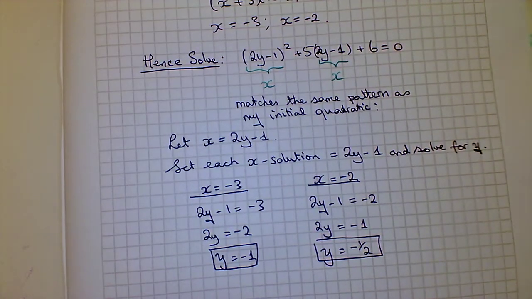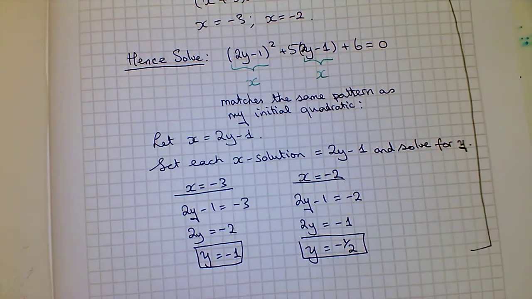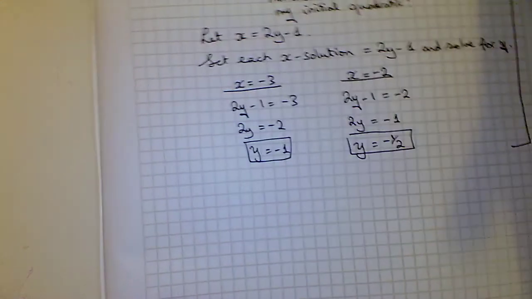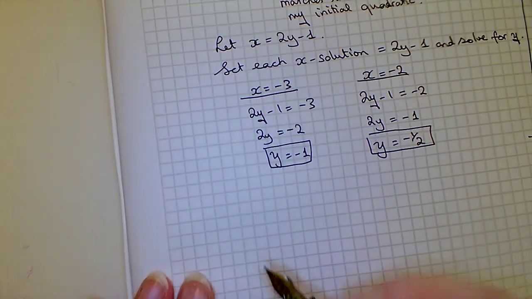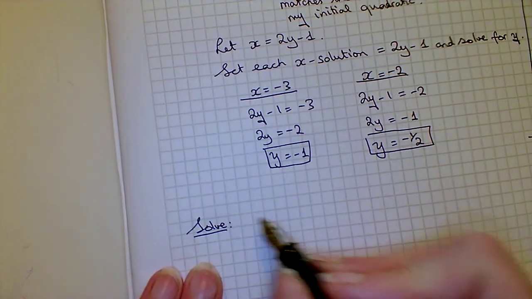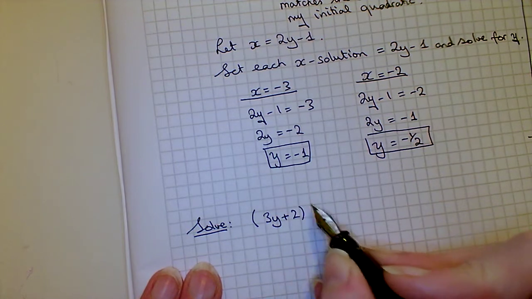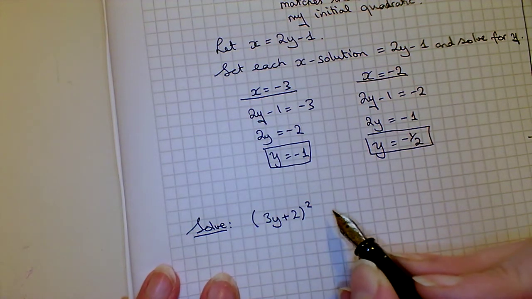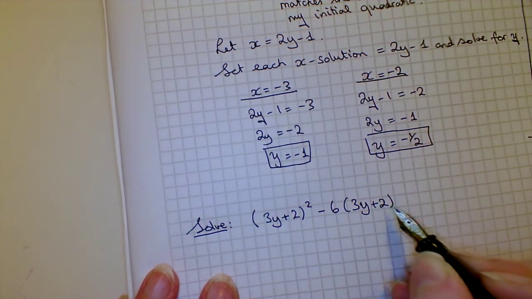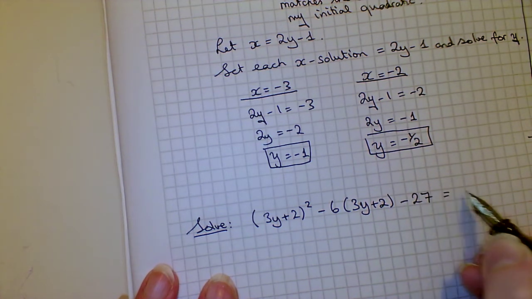Now I do recommend that you might put in an extra sheet into your notes with an example like that. Let's do one more that's a little bit straightforward. If we have a question like this, solve 3y plus 2 all squared minus 6 times 3y plus 2 minus 27 equal to 0.